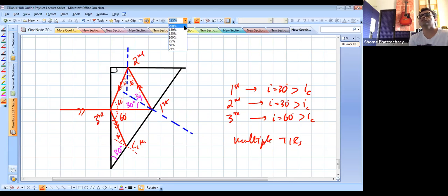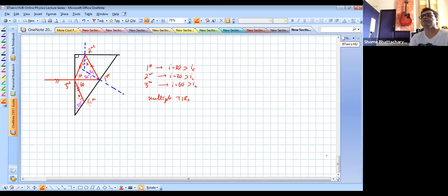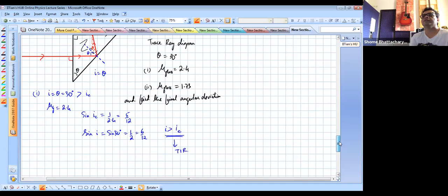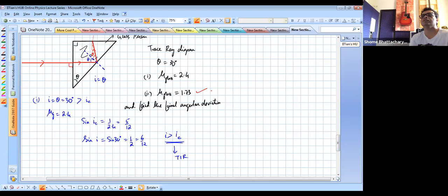So all of you are following this first case, what's happening. Now to illustrate the second case, you're taking the refractive index of glass as just root 3. It is approximately root 3.